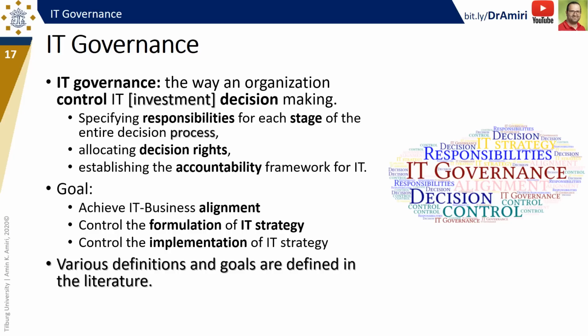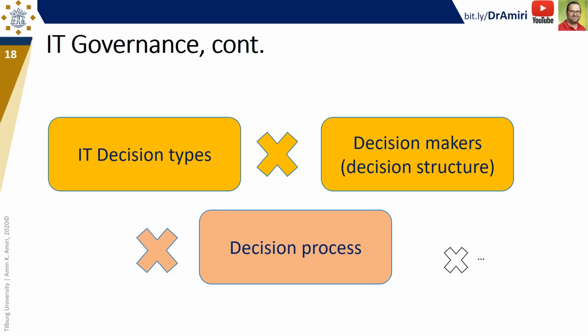In the literature, it's also explained that the goal is the formulation of IT strategy, which is in a way related to achieving IT business alignment, and also controlling the implementation of IT strategy. You need to know that there are various definitions of IT governance and various goals are mentioned for IT governance in the literature. So expect to see differences in these definitions and goals.